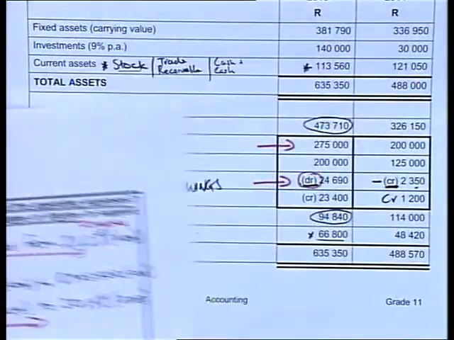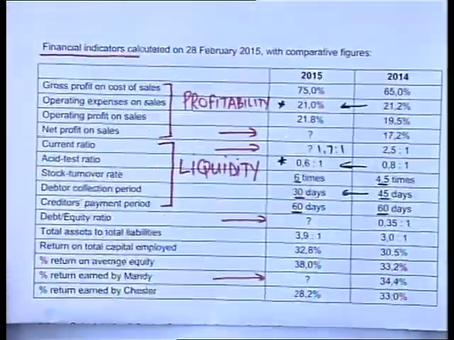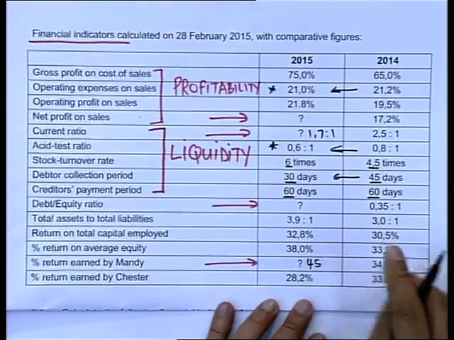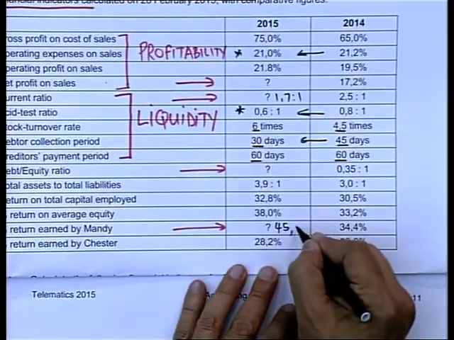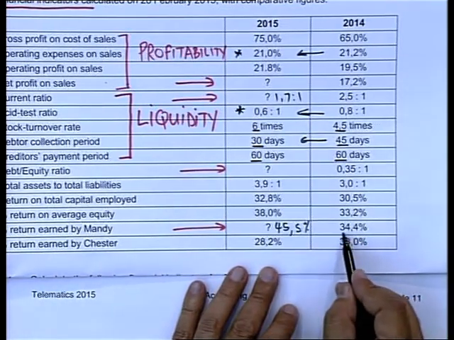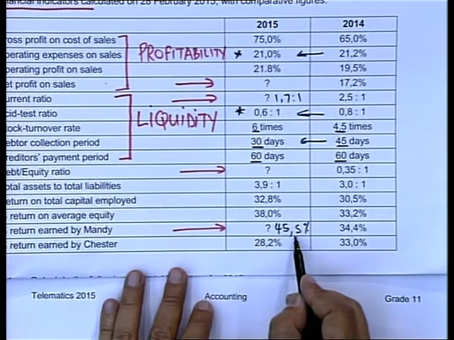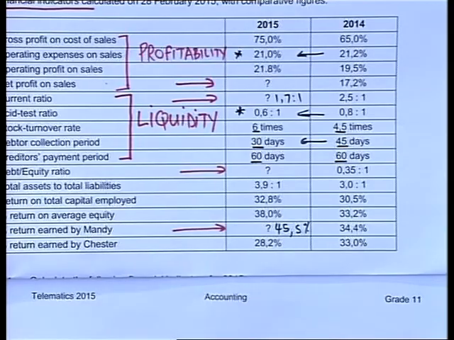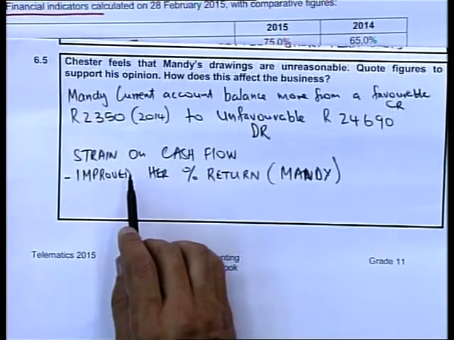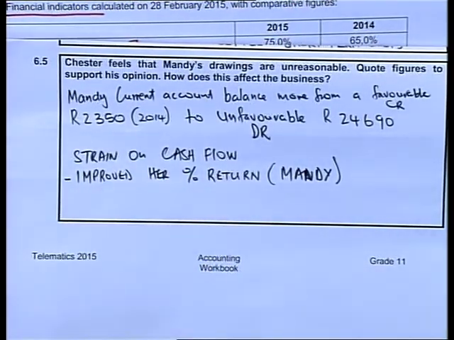Where did I see that percentage return? We had to calculate that earlier. Remember here, it was the percentage return for Mandy. This came to 45.5%. Right? So last year, her percentage was 34.4. Now she's earning 45.5. Why? Because see, remember that debit we had to minus, right? So although it put strain on the partnership, it also improved her percentage return.